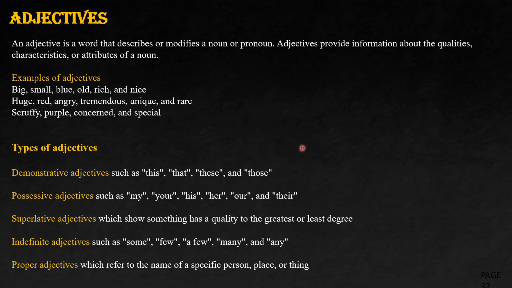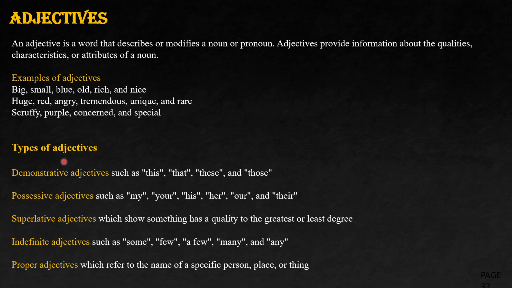Okay. So adjectives are the words that describe or modify a noun or pronoun. Okay, that is very important. For example, we have here big, small, blue, old, rich, huge, red, angry, unique, rare, purple, concerned, and special.